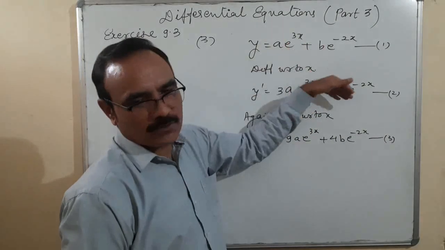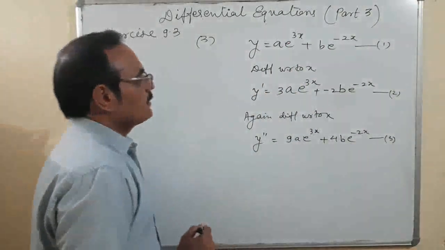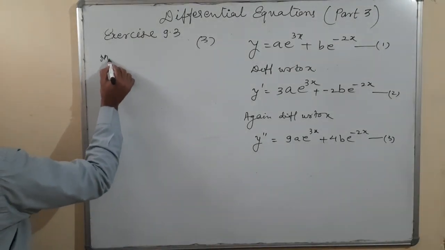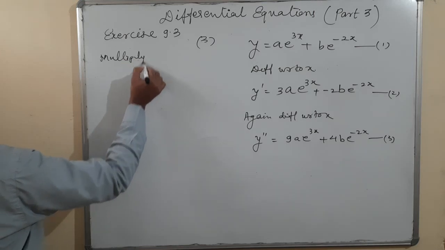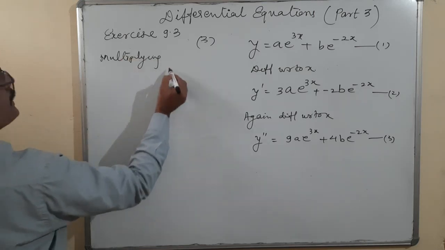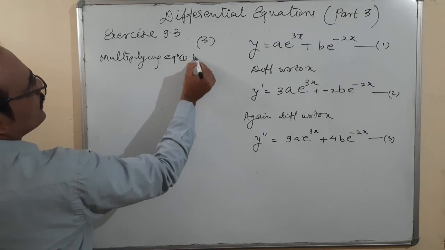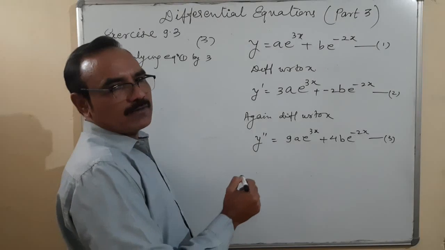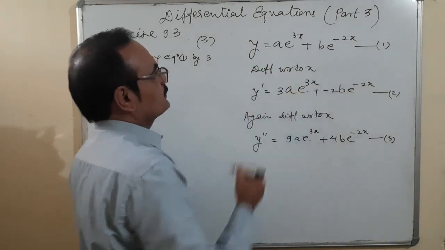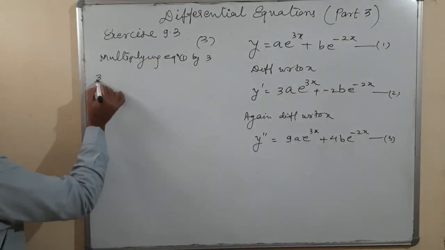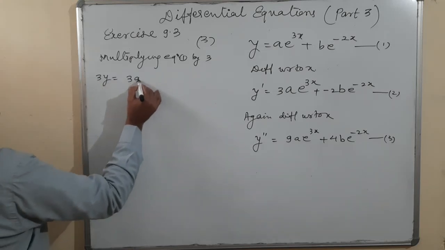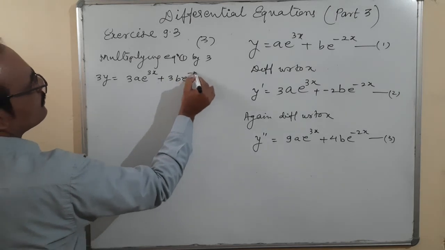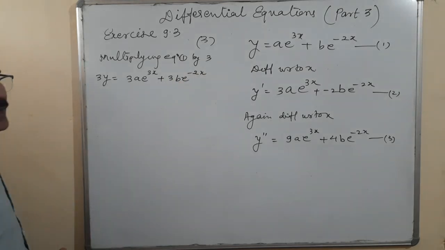This term will be eliminated, only the b term will be left. So what I am doing here is multiplying equation number 1 by 3. Why multiply by 3? So that the terms will equate. So it is coming 3y is equal to 3a e to the power 3x plus 3b e to the power minus 2x. Okay. Right.